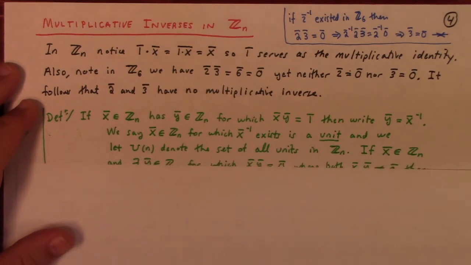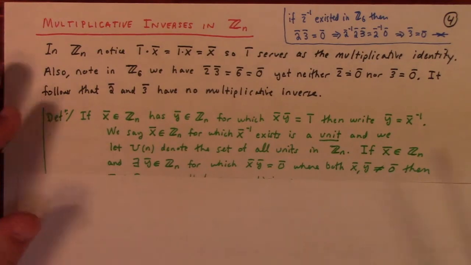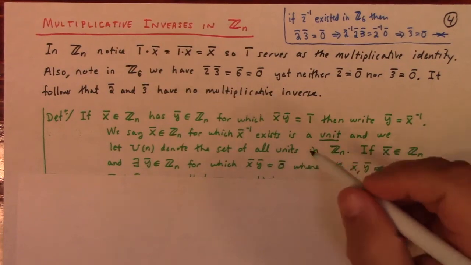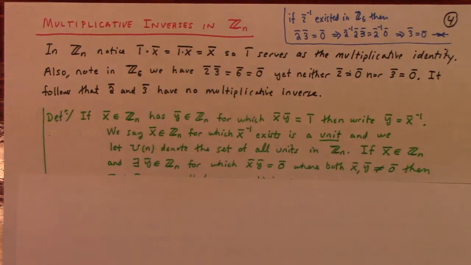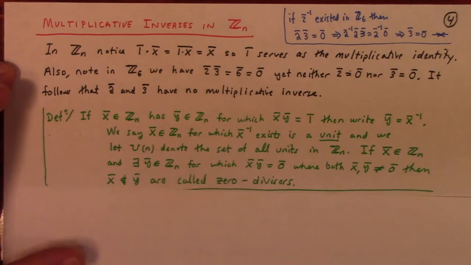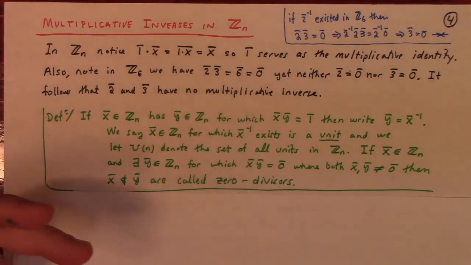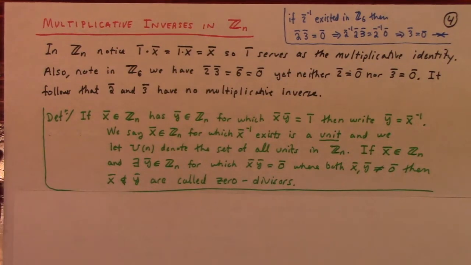So if x bar in Zn and there exists y bar in Zn for which x bar y bar equals 0 bar, where both x bar and y bar are not equal to 0 bar, then x bar and y bar are called zero divisors. So in Zn, you have 3 kinds of numbers. You either have 0, you have a zero divisor, or you have a unit. Those are your 3 choices.